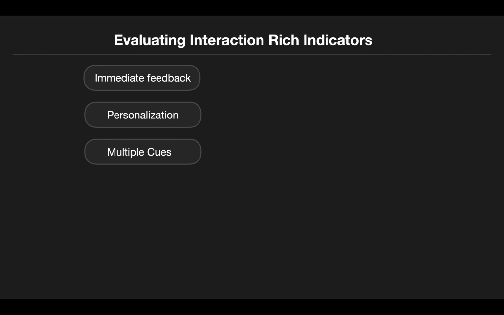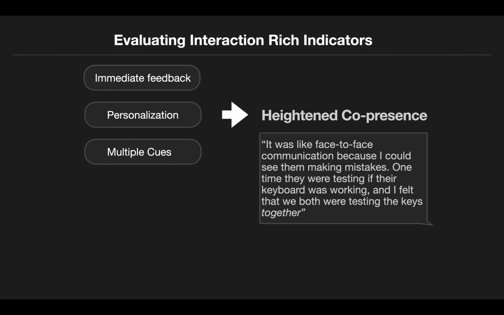Next, we analyzed participants' qualitative responses to understand user experience with the typing indicators. We found that the immediate feedback, personalization, and multiple cues embedded in live typing led to a heightened co presence with the medium, where one participant said, "It was like face to face communication because I could see them making mistakes. One time they were testing if their keyboard was working, and I felt that we both were testing the keys together."